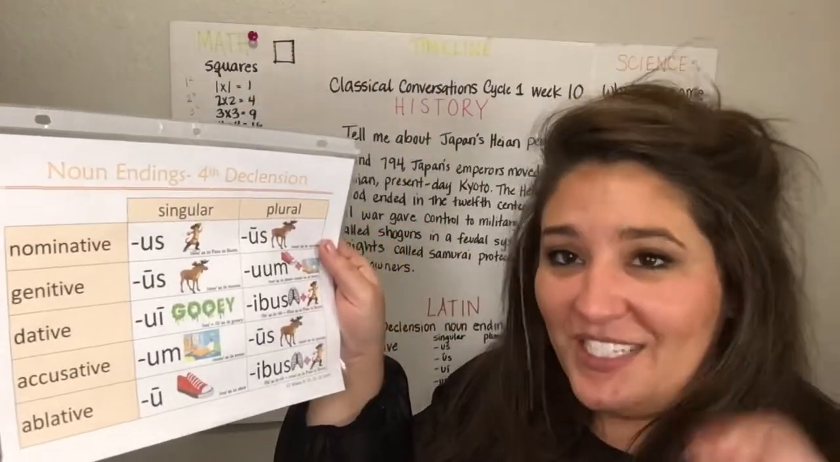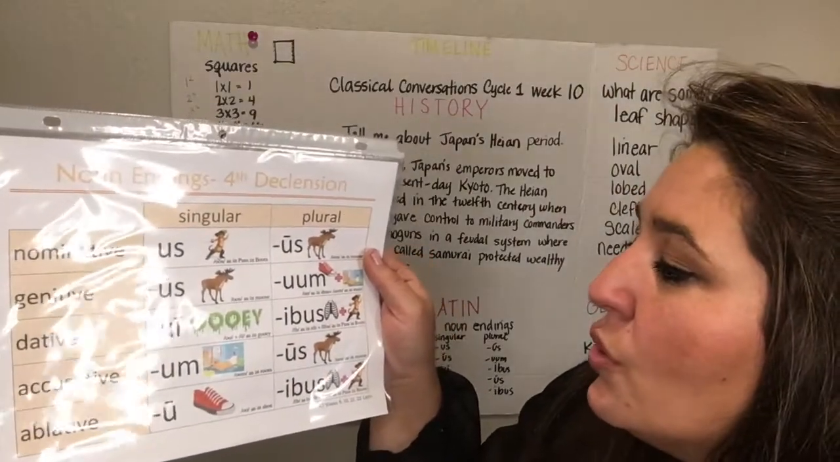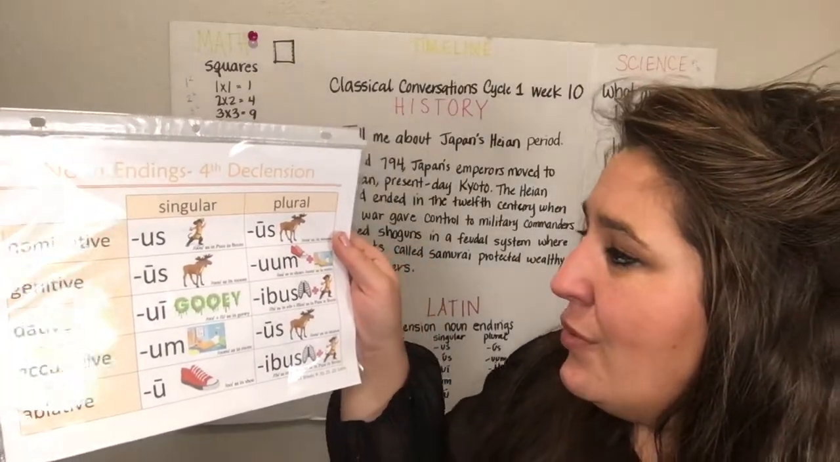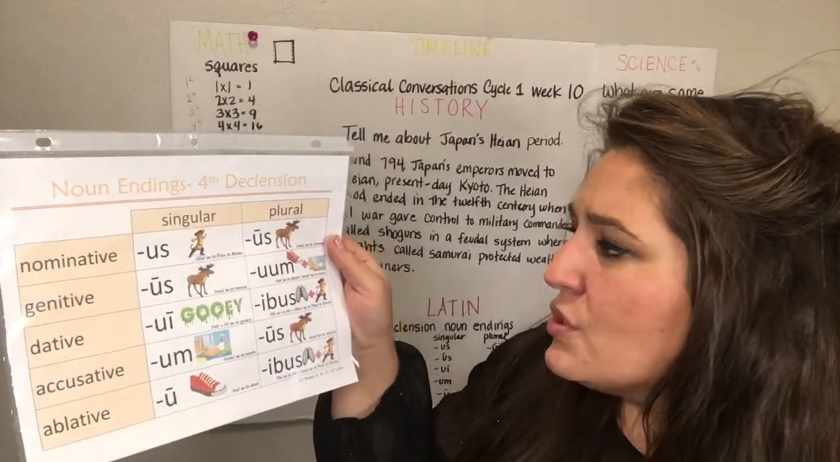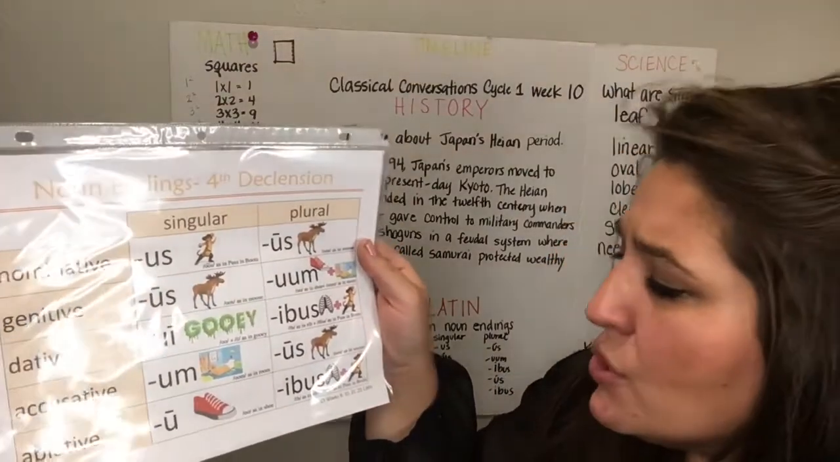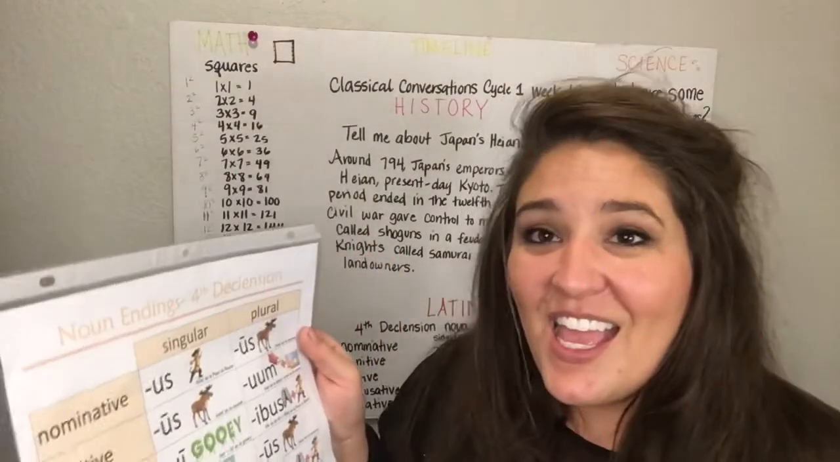Singular fourth declension. Let's move to plural. Us, ibus, ibus. Us, ibus, ibus. Plural fourth declension.